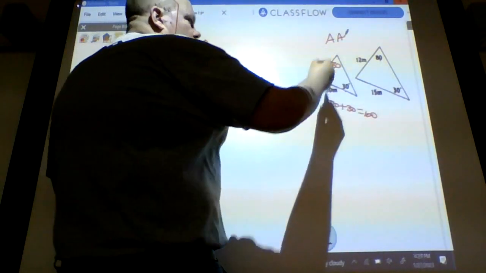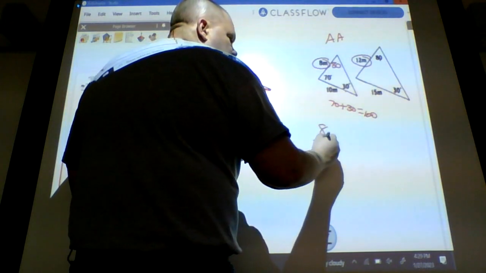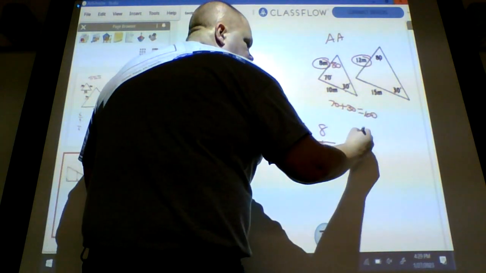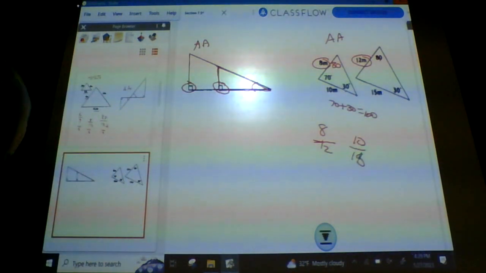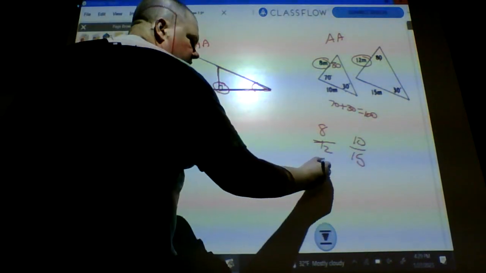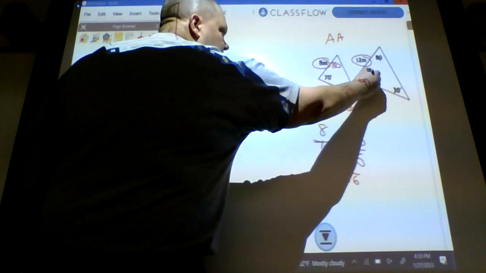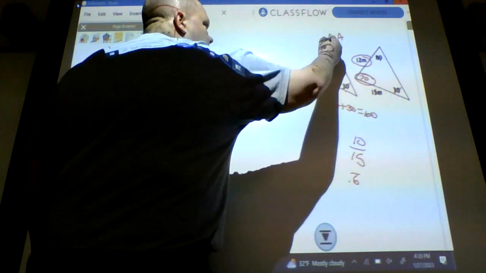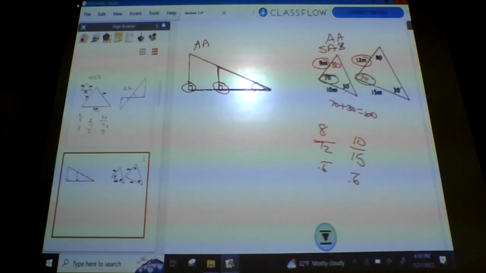Similarly, I could also take these two pieces here of 8 and 12 and the remaining sides of 10 and 15 and compare those ratios. Okay, so I've got the ratios there that are going to tie as well. That's going to give me 0.6 repeating and 0.6 repeating. This angle here is going to be 70 degrees. So that would be an included angle, and that would be an example of side angle side similarity, where you have the two sides that are proportional with the angle in the middle being congruent.